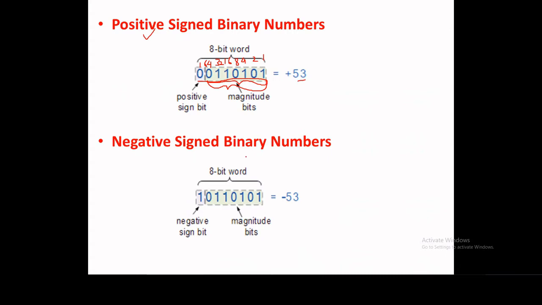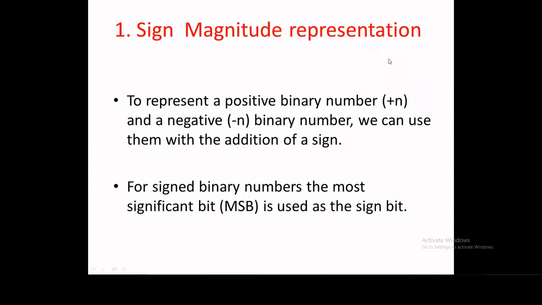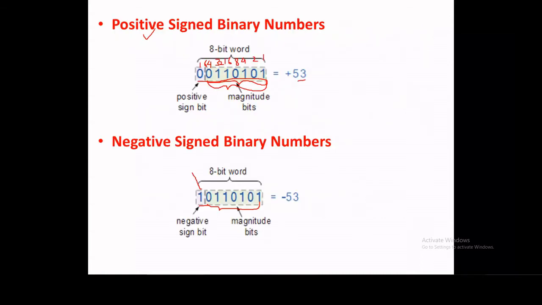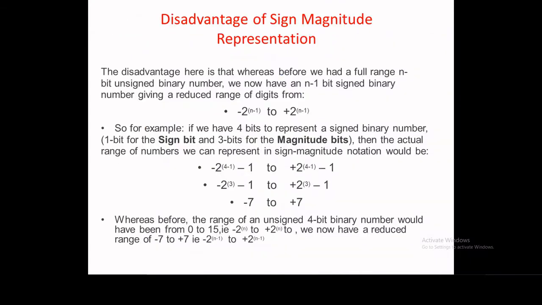Similarly, negative sign binary numbers. In negative sign binary numbers, the MSB is again used as the sign bit. Now, as it is negative, we keep this as 1 to note that it is a negative number. Again, the rest of the bits are the magnitude of that number. So the magnitude is the same, 53, but this number is negative as the MSB bit is 1. So this is how positive and negative sign numbers are represented in sign magnitude representation. This is the first type, how positive and negative numbers are represented in binary terms, right?